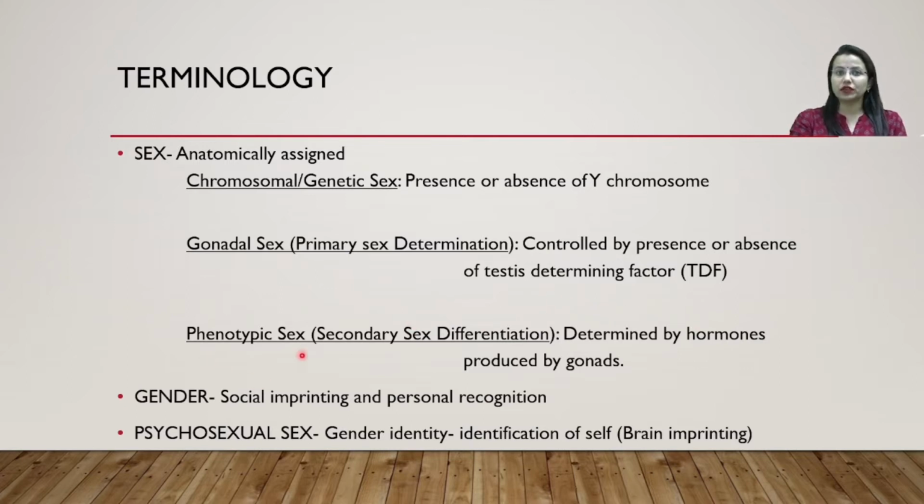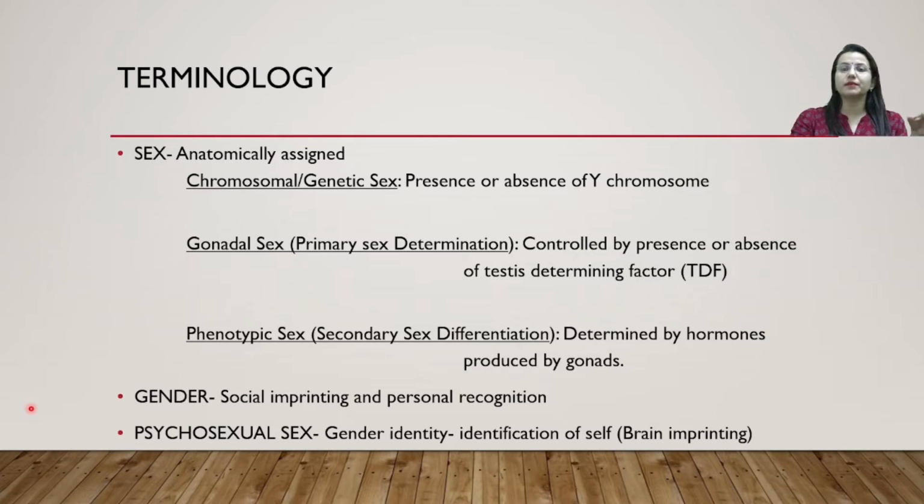Then the phenotypic sex, also known as secondary sex differentiation, which is due to the development of the secondary sexual characteristics, which is what we see from outside. So the external genitalia is predominantly controlled by the hormones. This secondary sex differentiation is predominantly determined by the various hormones which are produced by the respective gonads.